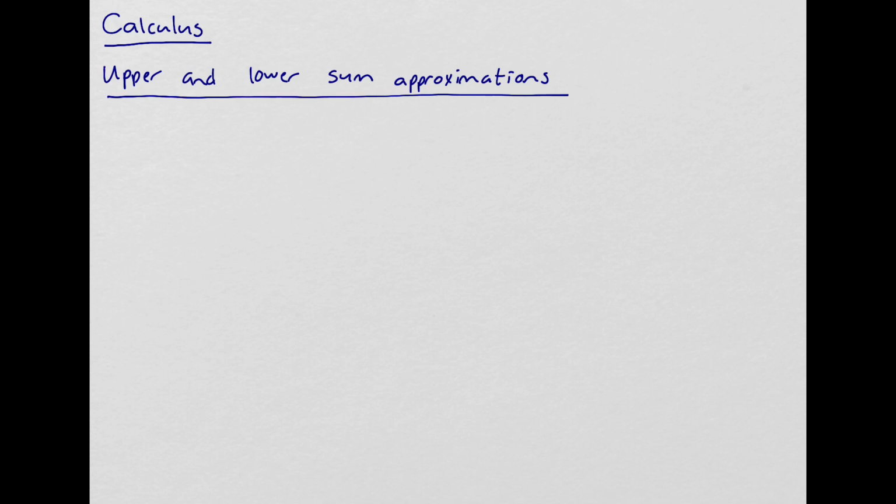So the first thing we're going to look at is what's known as the upper and lower sum approximations. Now you haven't done any calculus in core maths yet. You will, through the course of this year in AP Maths, do quite a bit of calculus, but this is really just a very, very introductory lesson to a concept which is going to be developed later on a lot more.